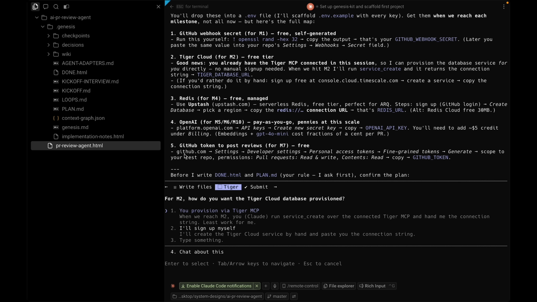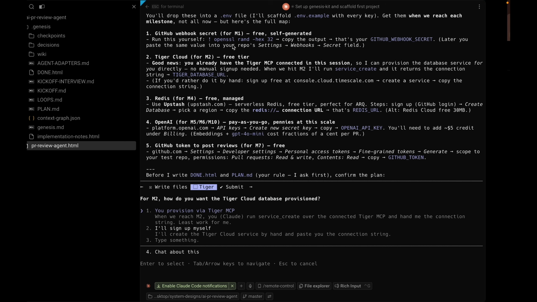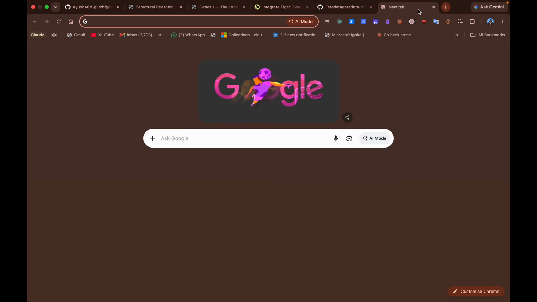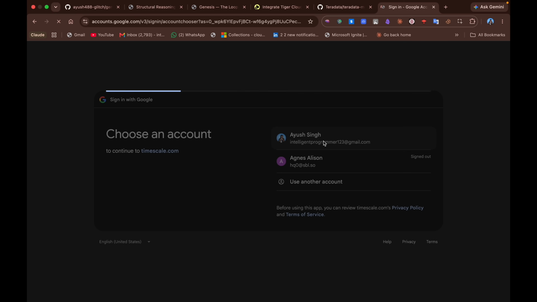Right now I have this beautiful Mac, and I have a lot of background information, so I didn't really appreciate going that way. But feel free to go ahead and let's say that you go to console.timescale.create service, and then you can just go ahead and go to the Tiger Cloud and log in. So let's say I continue with Google.